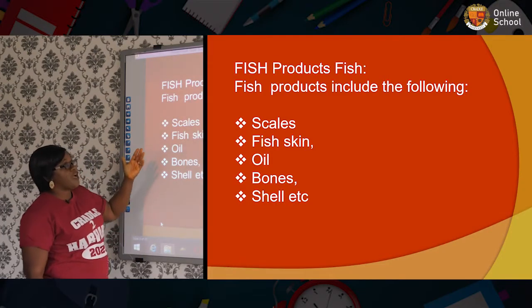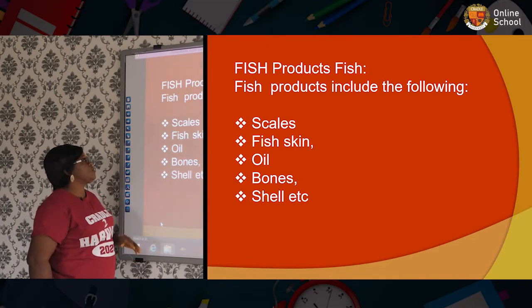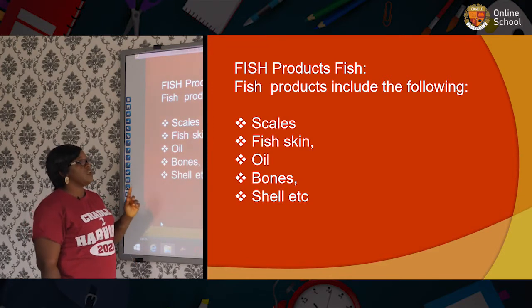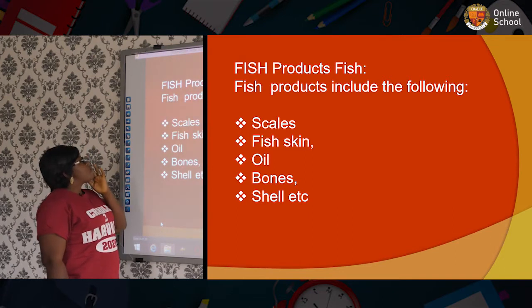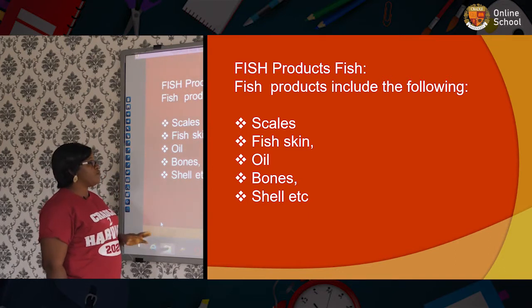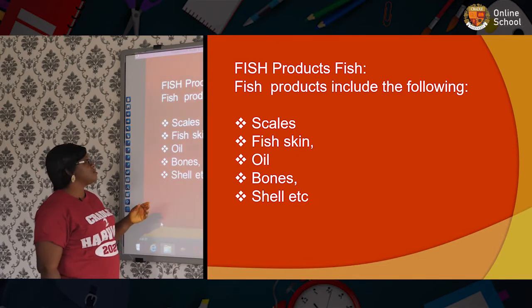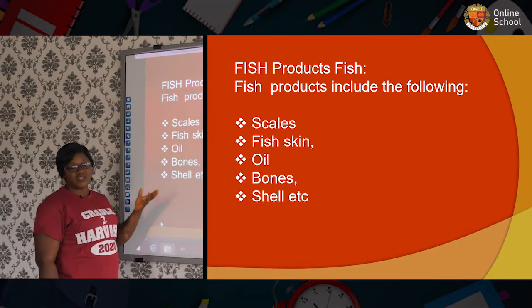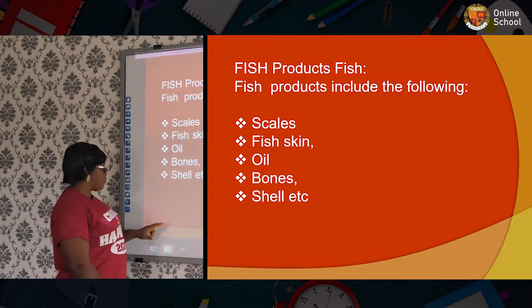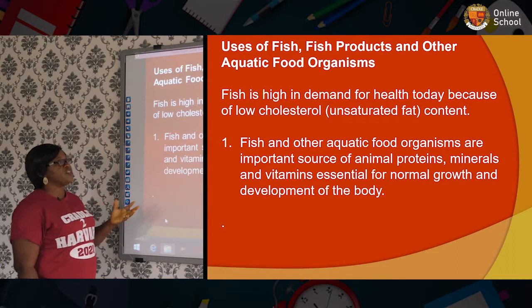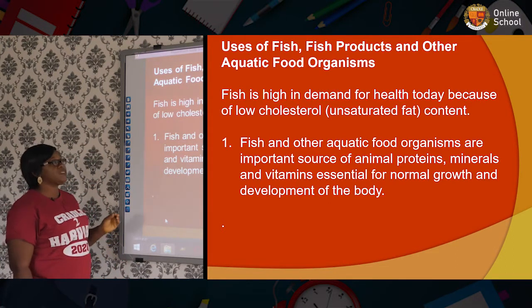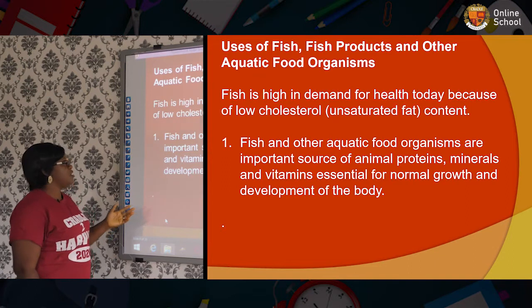Then let's look at the products of fish. Fish products include the following. We have the scales, the fish skin, oil, bones, shell, and the rest of them. Now, uses of fish, fish products, and other aquatic food organisms.